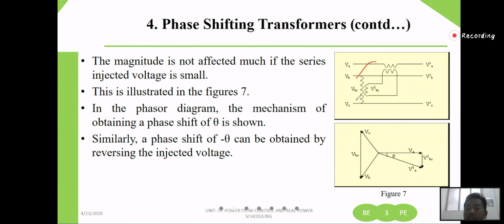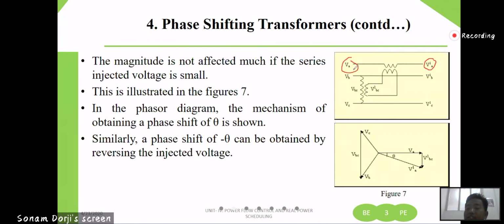Here we can introduce a phase shifting transformer, and this phase shifting transformer will introduce a phase shift, a small phase shift. At this terminal you will not get the same voltage like this. There will be a certain deviation, meaning a phase shift will be occurring there.